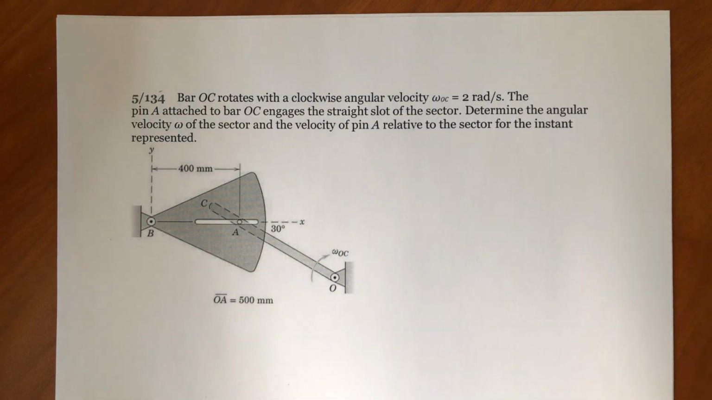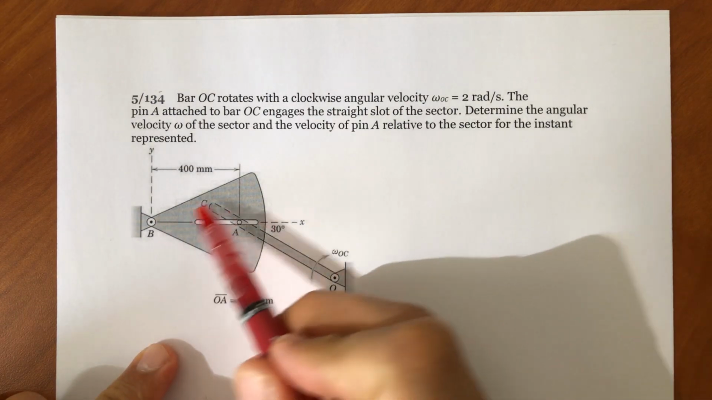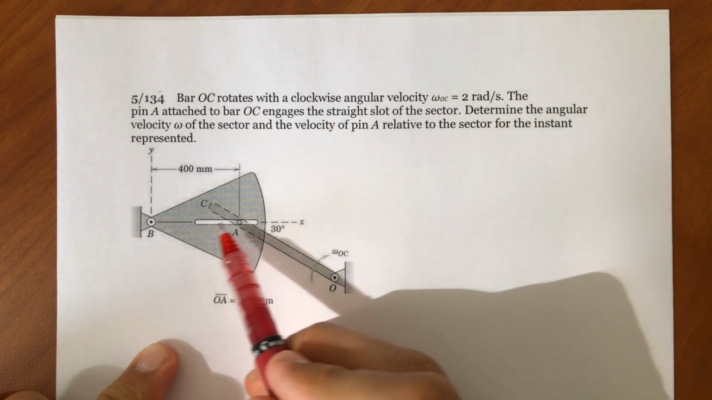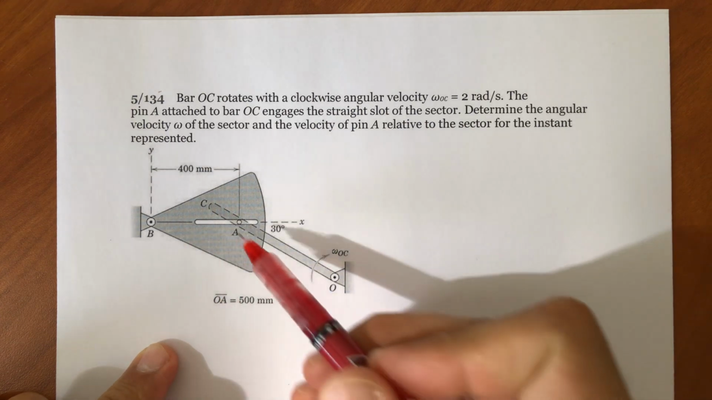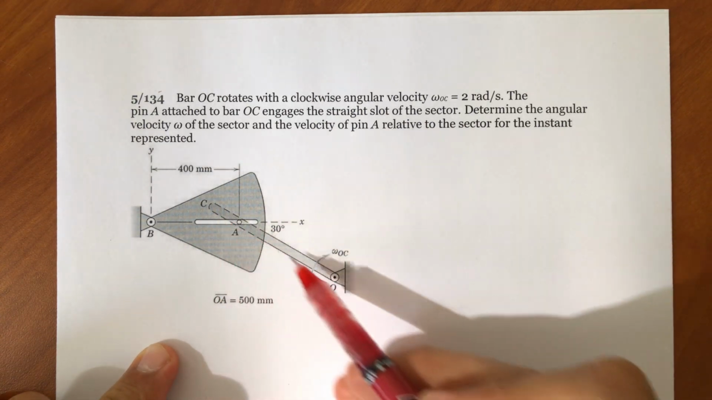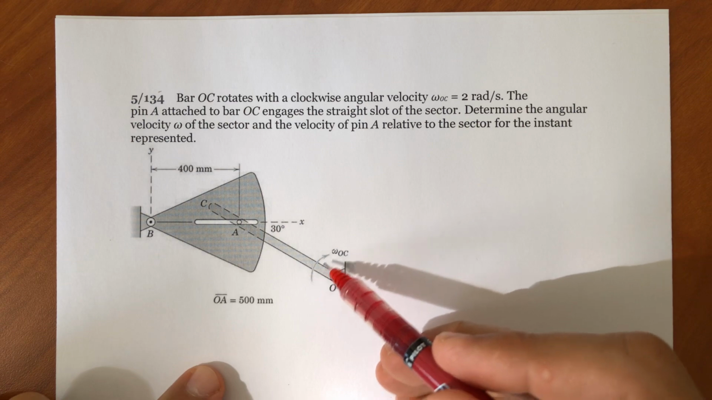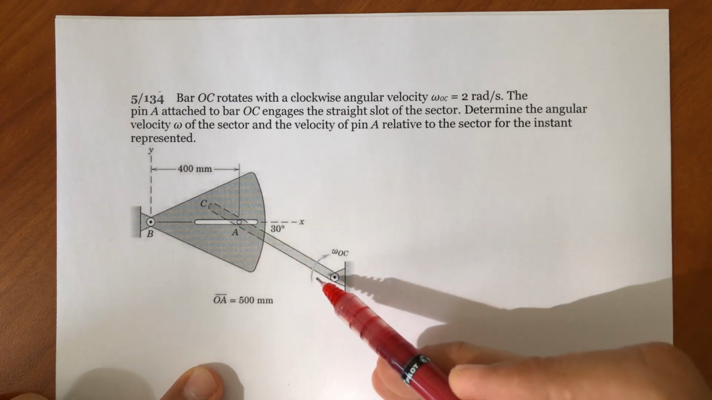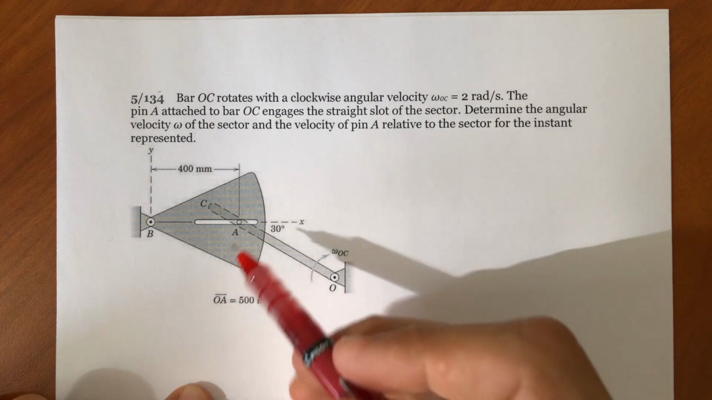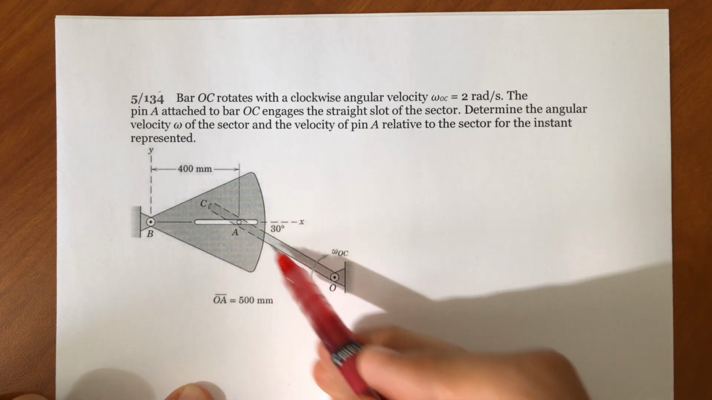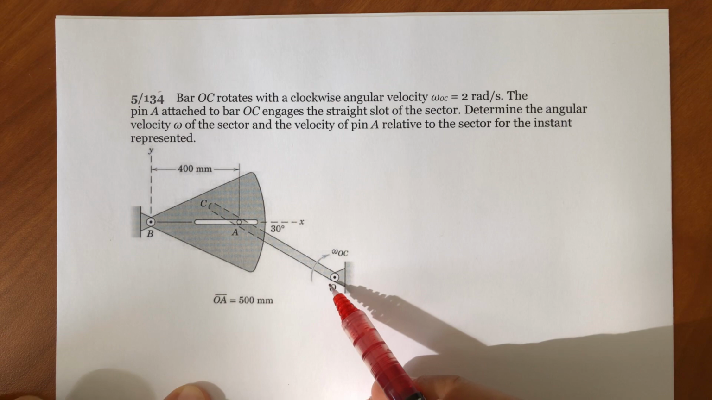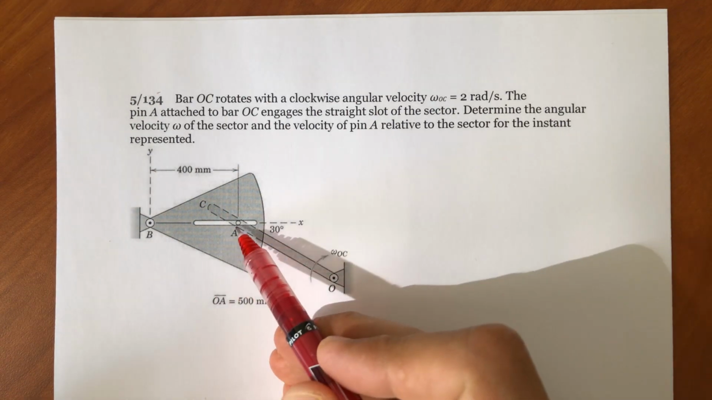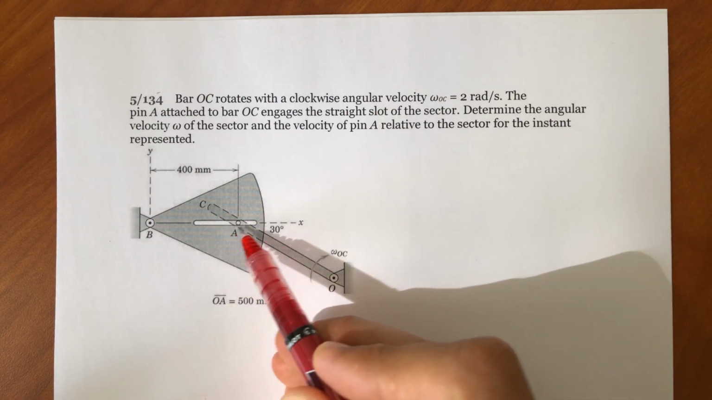Another interesting problem, 134. Here we have this sector, and there is a slot on this sector. And we have this rotating arm, which is rotating with angular velocity of omega OC, omega of this bar. And there is a pin. The pin is on this bar, on OC. And also from the other side, the pin is on this slot.